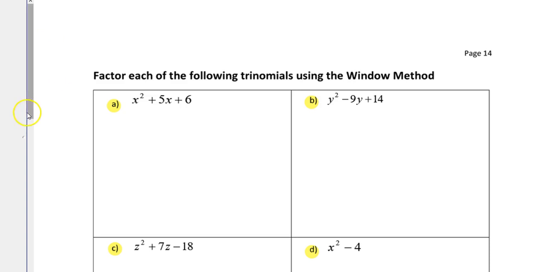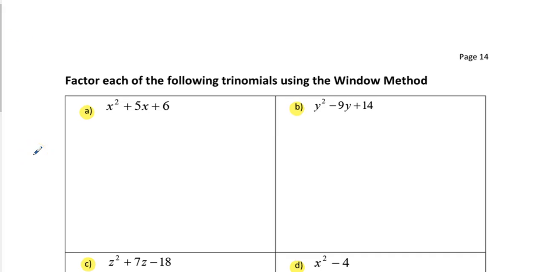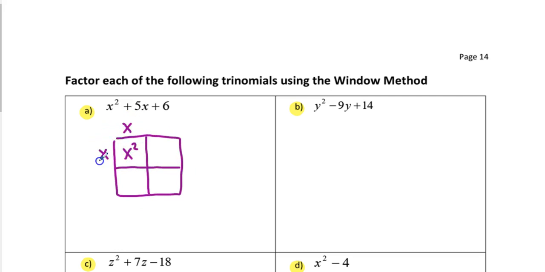Let's try a couple together. So this first example, let's first start out by making our window. Okay, we'll place the x squared in the top left. Already I know its factors, x and x. And then we'll place the 6 in the bottom right. I'm not sure about its factors because it's not a prime number.